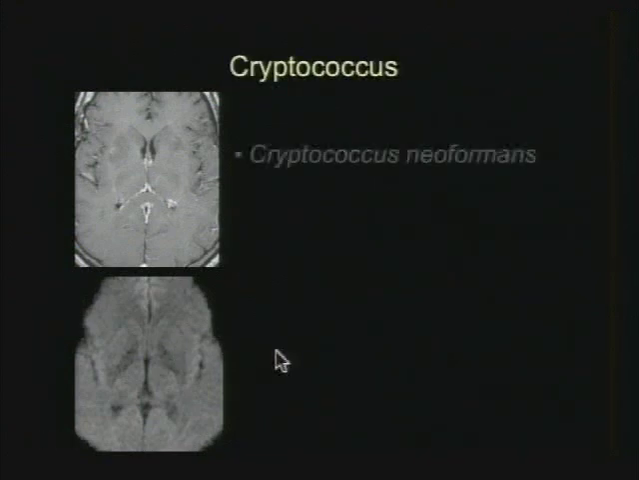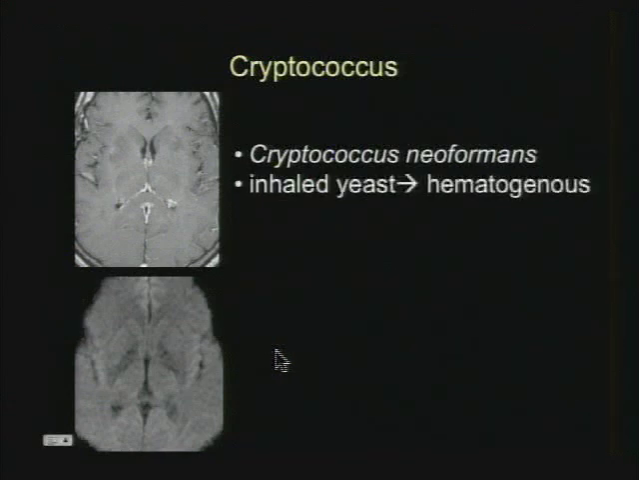So this makes lymphoma or toxoplasmosis unlikely. And then you look on the diffusion, and you can see there's no reduced diffusion, making infarct less likely. And this is a case of Cryptococcus, and these are gelatinous pseudocysts. Cryptococcus is a yeast that's normally inhaled, but in immunocompromised patients can become hematogenously spread and cause a meningitis.